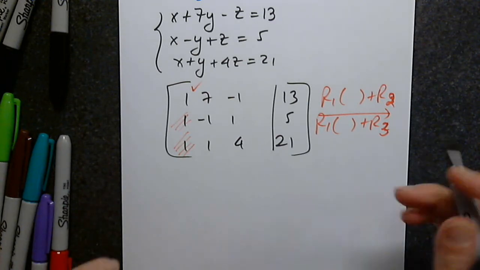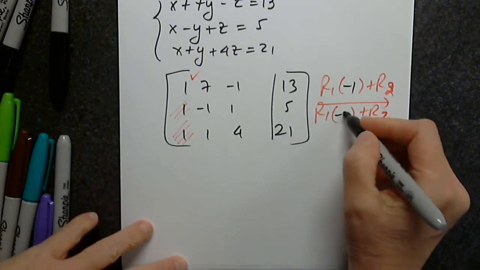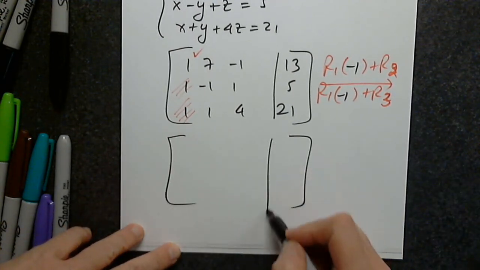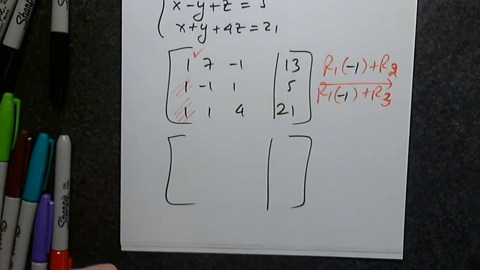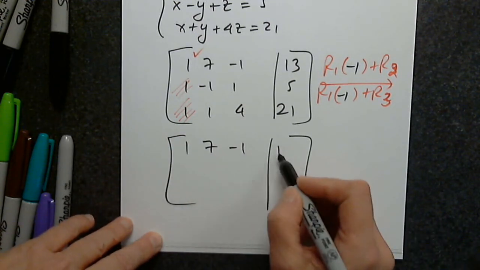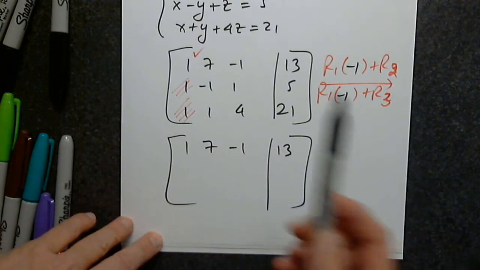What do we multiply by? Right, in both cases, we agree? Okay, so which row do I copy? Because right now, at this stage, it will not change. Right, because it's the one that I'm using. 1, 7, negative 1, 13. So let's do this together.